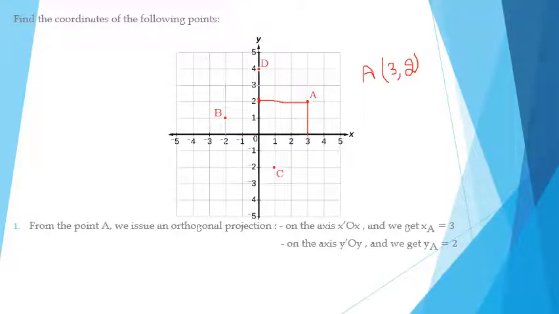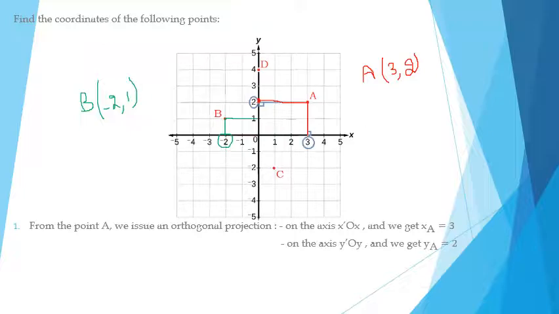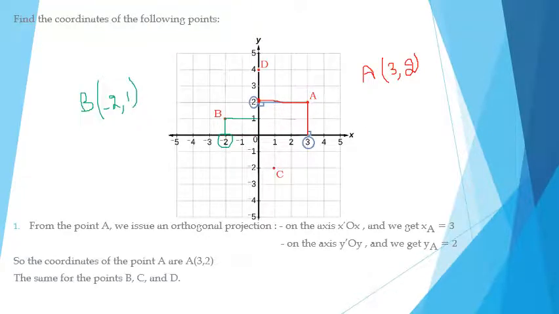Okay? Similarly, point B: the projection of B on the x-axis is -2, and on the ordinate axis 1. So I can write B of abscissa -2 and ordinate 1. These are the coordinates of point B. Okay?